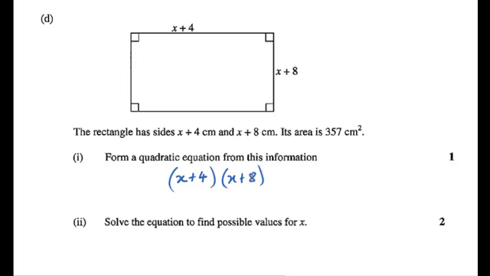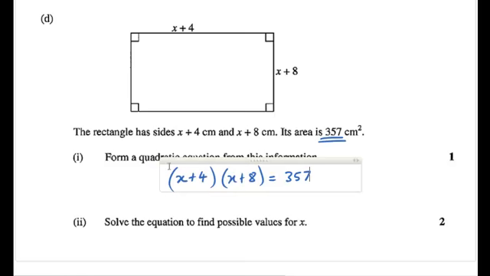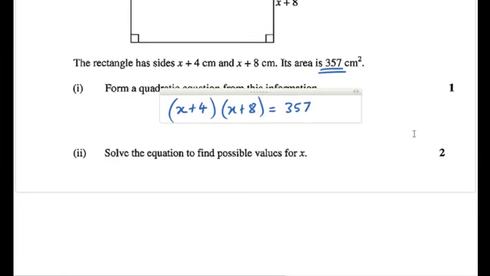You must have those brackets in. If you don't have those brackets in and you write x plus 4 times x plus 8, the only things you're multiplying are the 4 and the x. So that is incorrect. So length times width is equal to the area, and it tells me that the area is 357. So that's my quadratic equation.